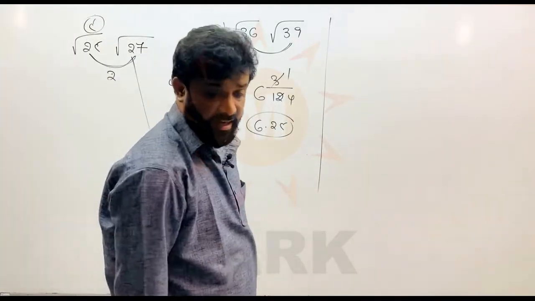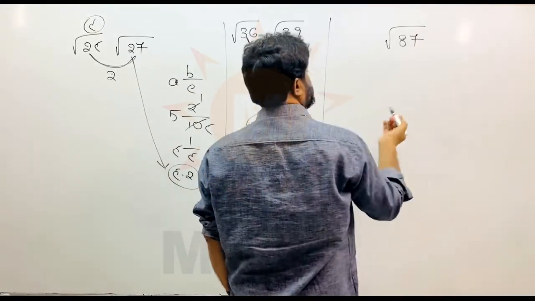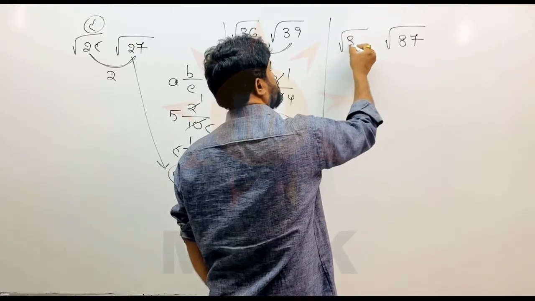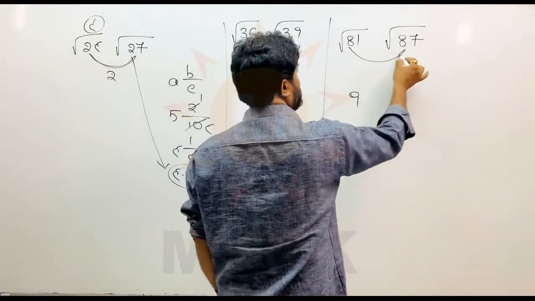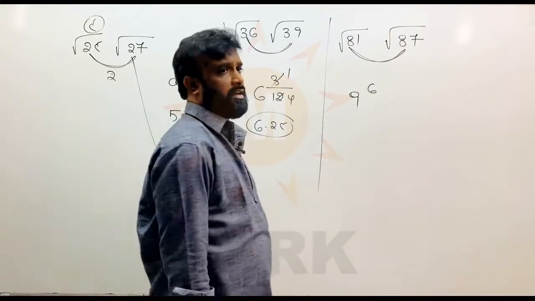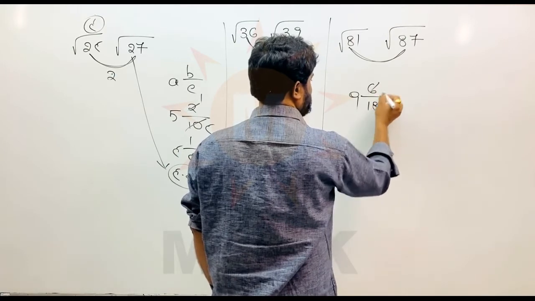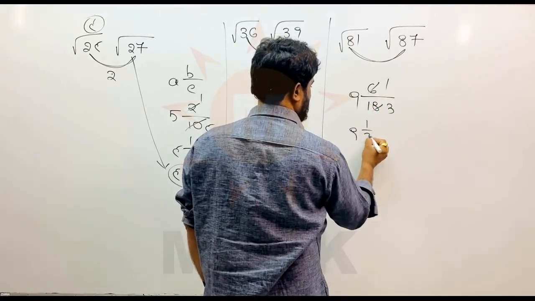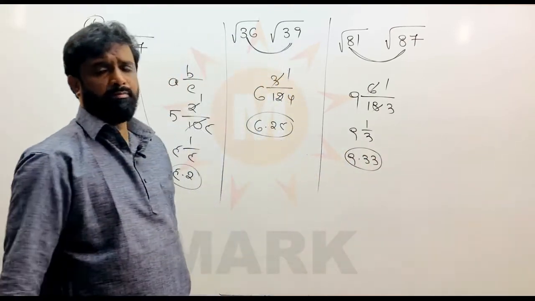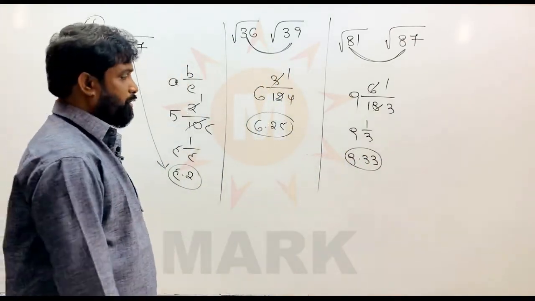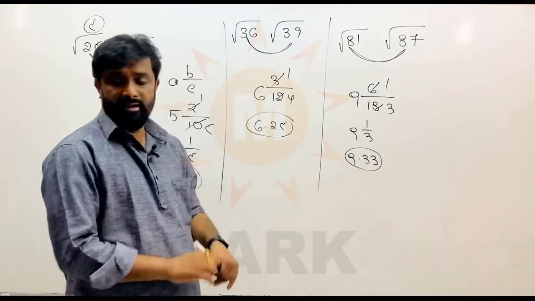Now we shall take another number, root 87. The perfect square just before is 81, whose root is 9. The difference between 81 and 87 is 6. Double of 9 is 18. So 6 by 18 is 1 by 3. 9 and 1 by 3 is nothing but 9.33. So 9.33 is the square root of 87. Okay.